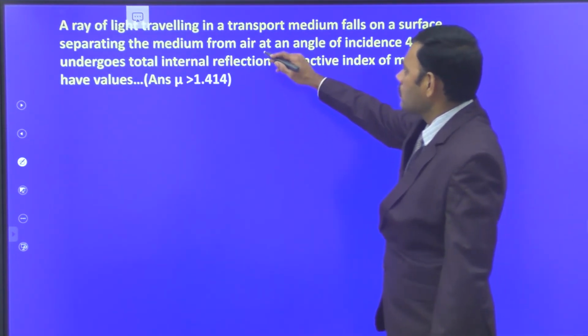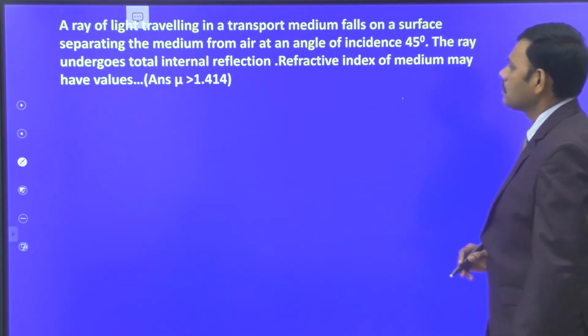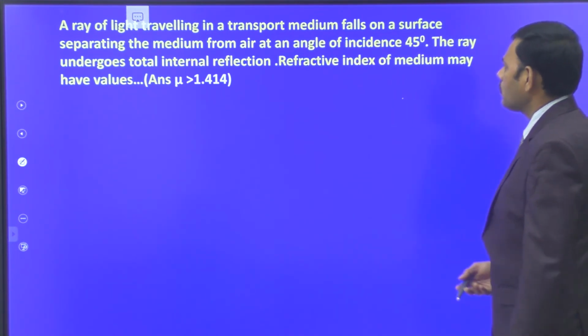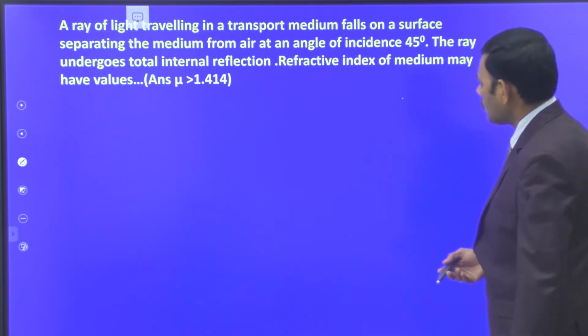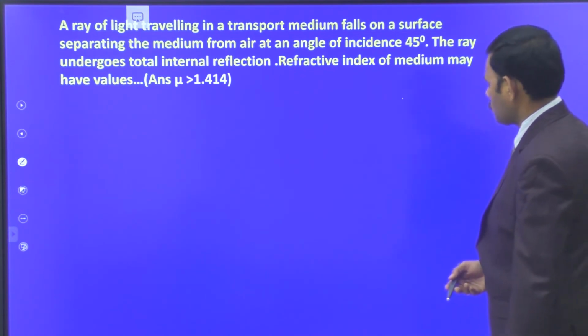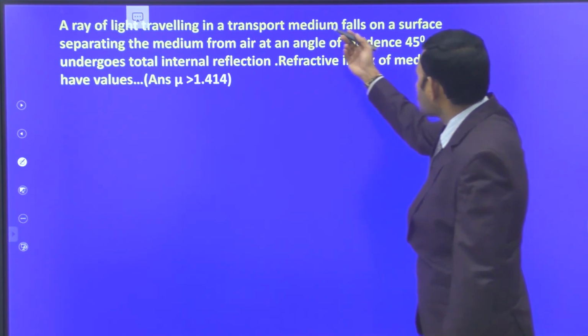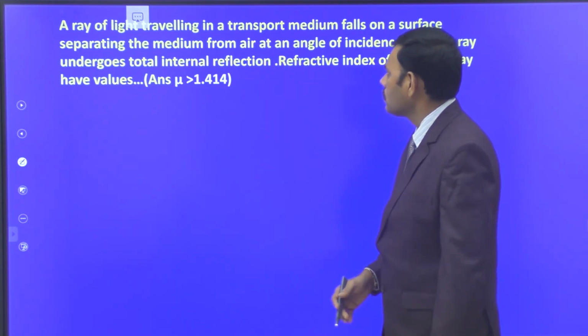Here a ray of light travelling in a transparent medium falls on the surface separating the medium from air at an angle of incidence 45 degrees. The ray undergoes total internal reflection. The refractive index of the medium may have which values? Here let us consider the data. This is a very good problem belonging to total internal reflection.